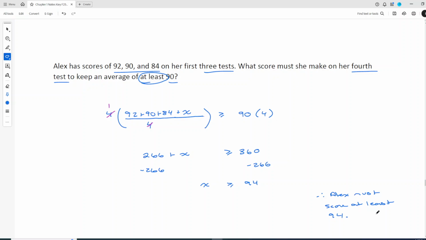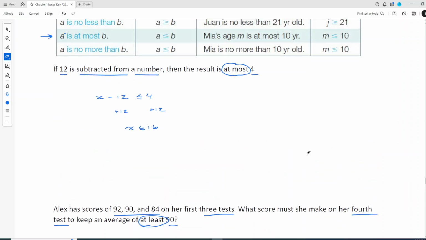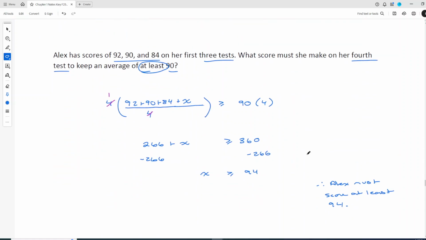Awesome. So those are your 2 types of applications. So type number 1, you're going to be given a sentence where you have to translate it into an inequality and then solve. And then the second one will be some sort of an average: average test scores, average rainfall, average anything. Good luck.